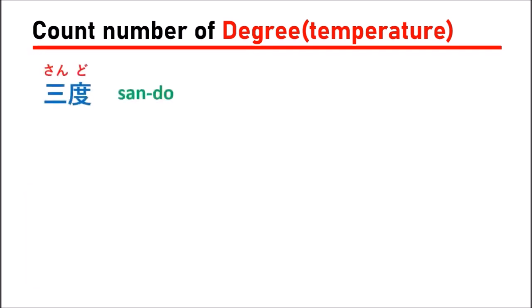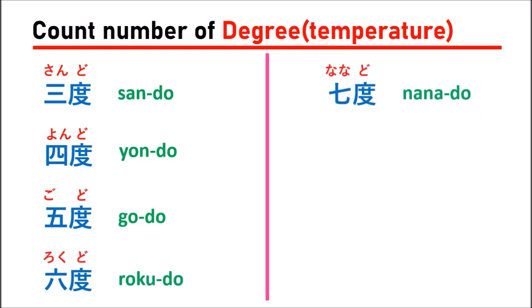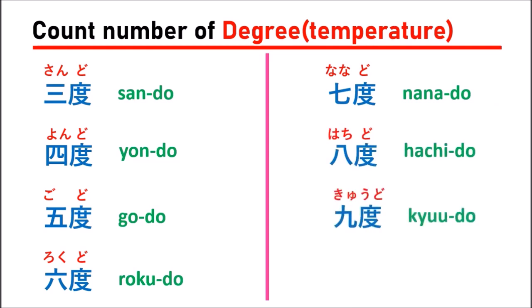And from now we are going to learn how to count by using the unit of "do". Sando, yondo, godo, rokudo, nanado, hachido, kyudo, judo.